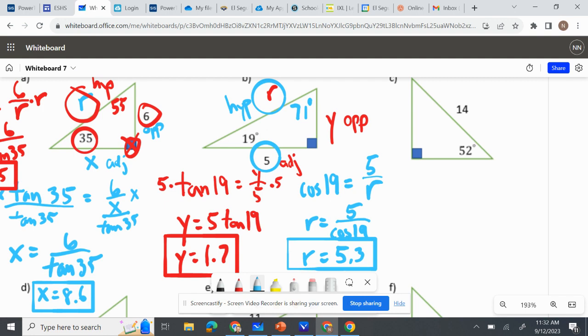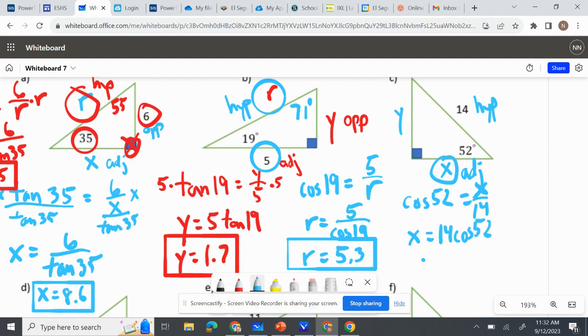For letter C, I'm going to solve for y and x, y being my vertical line, x being my horizontal line. I'm going to start with my x value, so that would be my adjacent side and my hypotenuse. Adjacent and hypotenuse is cosine, so cosine of 52 is equal to x over 14. Since my variable's on top, that means I'm multiplying. So I'm going to go x equals 14 cosine of 52, meaning that my x value is 8.6.